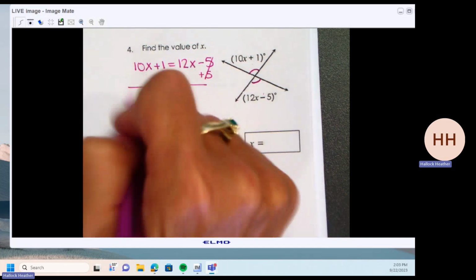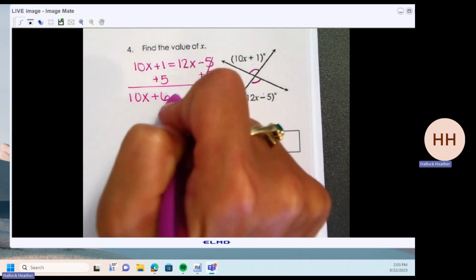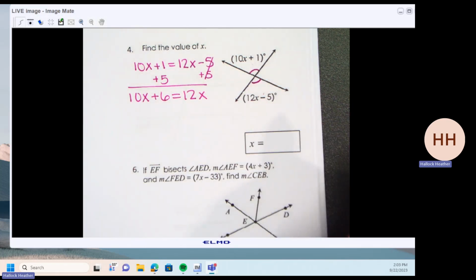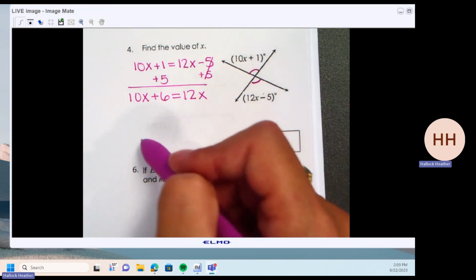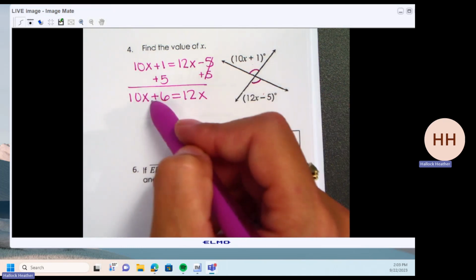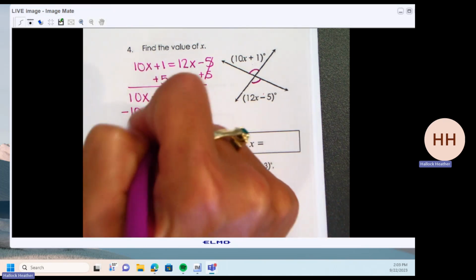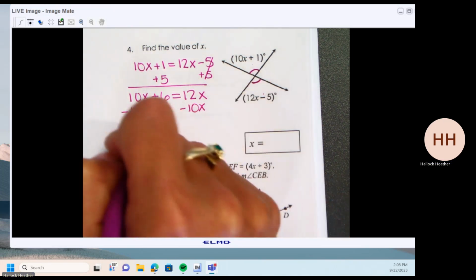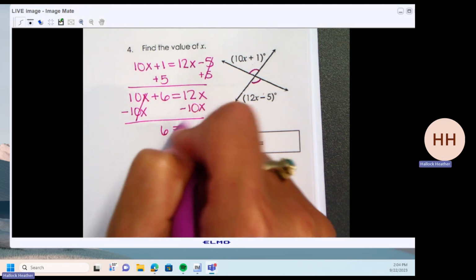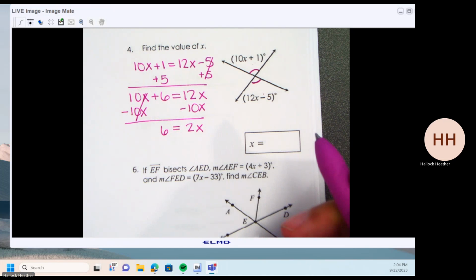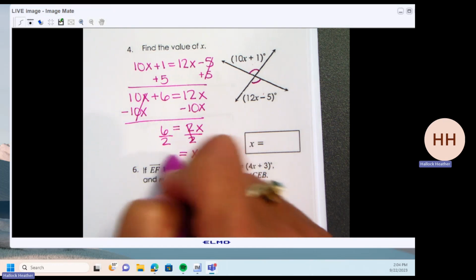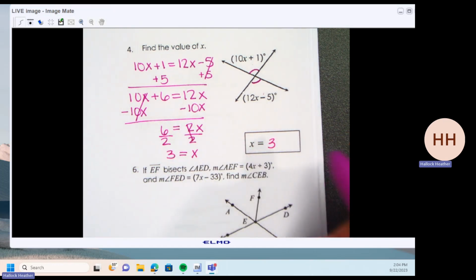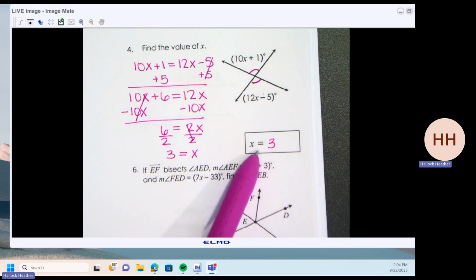Plus 5. So I have 10x plus 6 equals 12x. And now I have to combine my x's. Since I have a bigger x on the right side, I'm getting rid of something on the left side. I have to get rid of the 10x. It is positive, so I'm going to subtract 10x from both sides. So I have 6 equals 2x. And then now I divide by 2. So x equals 3. Once again, I don't have to plug it back in because all I'm looking for is x, so I don't have to do any more.